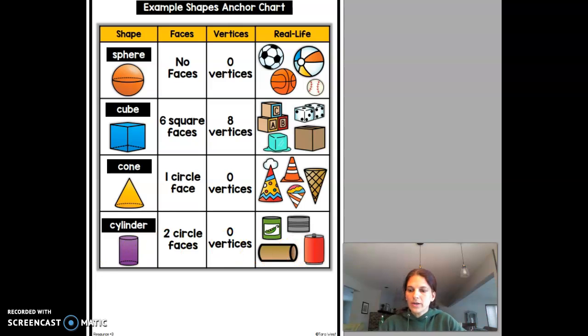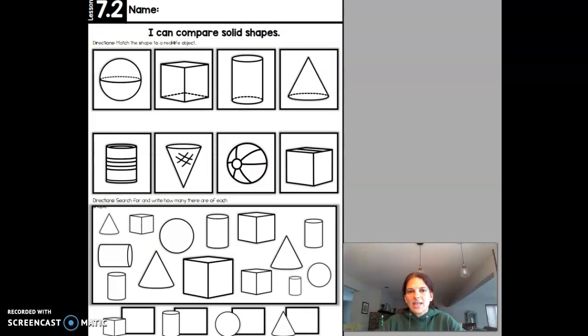So here we go for our lesson. So let's take a look here. It says, I can compare solid shapes. So what they wanted you to do here is match this shape with the real life one. So this here is a sphere. So which one of these is a sphere? That's right, it would be the basketball. So you would draw a line from the sphere to the basketball.